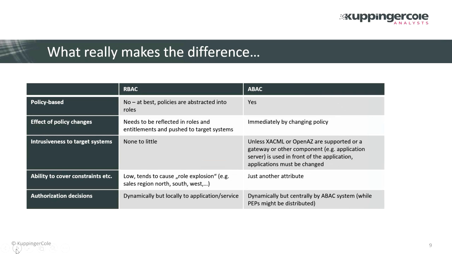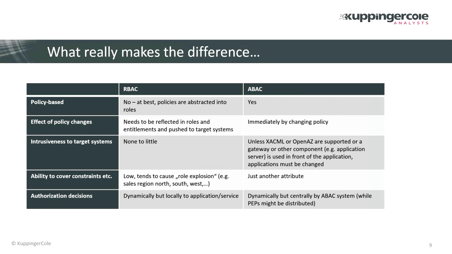And I just want to quickly look at what really, from our perspective, makes the difference. ABAC is policy-based. RBAC might use policies and then abstract them into roles. So it's more a translation of what you have. While in ABAC, you just say this is the policy, this is enforced, which has the advantage that policy changes are enforced immediately, while in RBAC they need to be reflected in roles and pushed again to target systems. It's always slower, sometimes pretty complex.